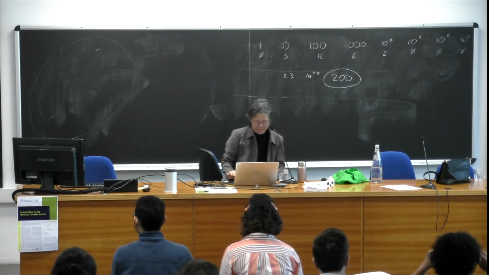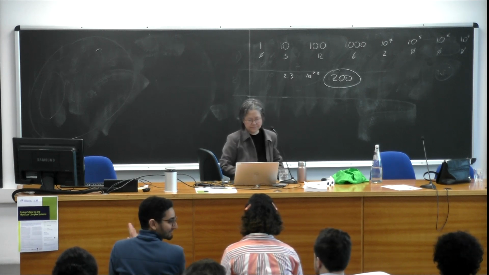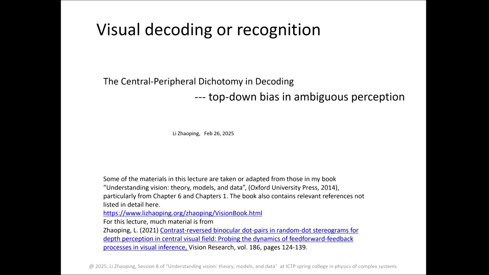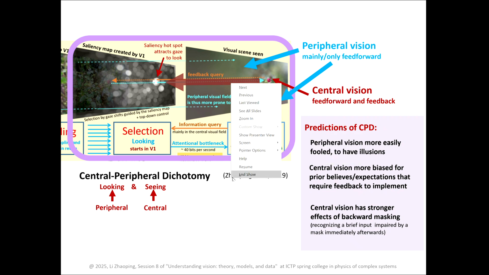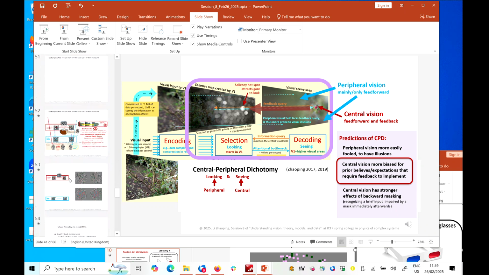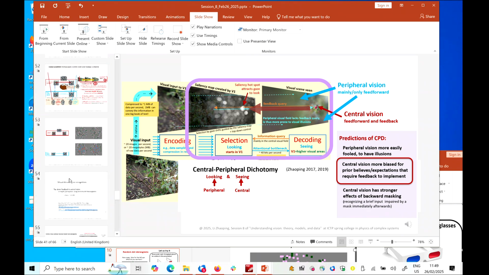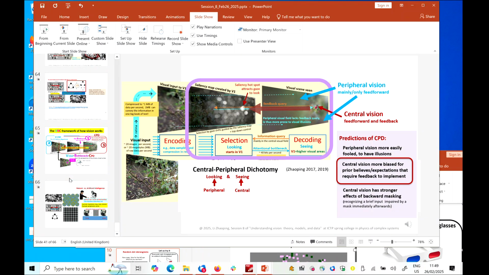Okay, very good. That is the top-down bias in ambiguous perception, another manifestation of the central-peripheral dichotomy. We recall that one of the predictions... Sorry, I was actually doing something else, but somehow it did not show. Where did it go? I forgot to show. Maybe I forgot to save it.